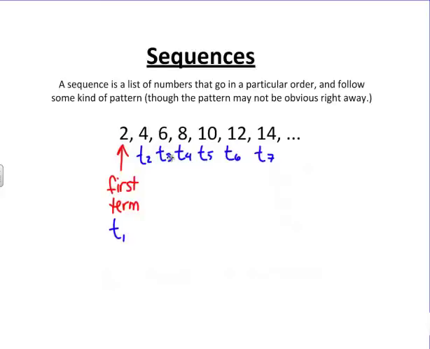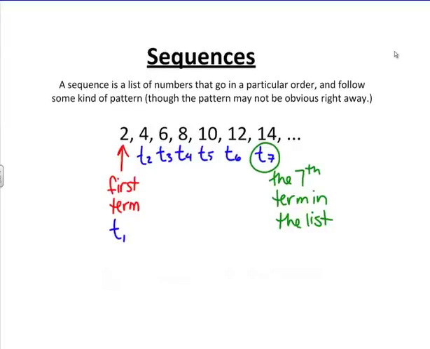All the rest of the numbers in this sequence can be denoted very similarly. So T sub 2, T sub 3, T sub 4. This last one here is T sub 7, and a reminder that that just means that 14 is the 7th term in the list.